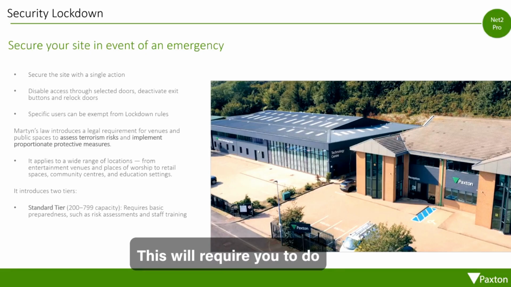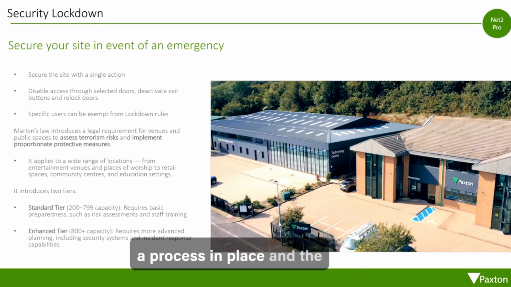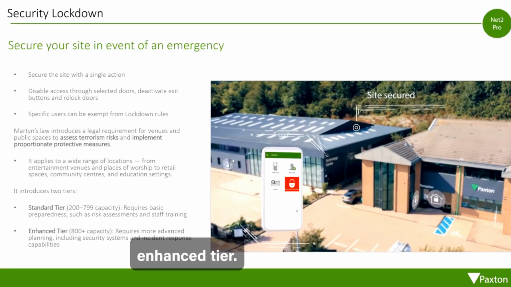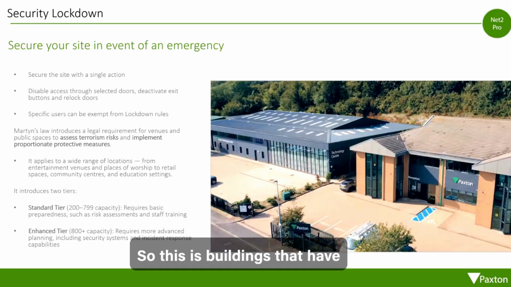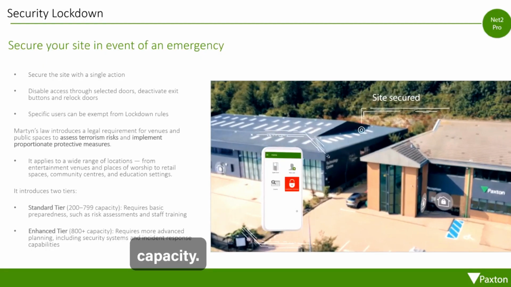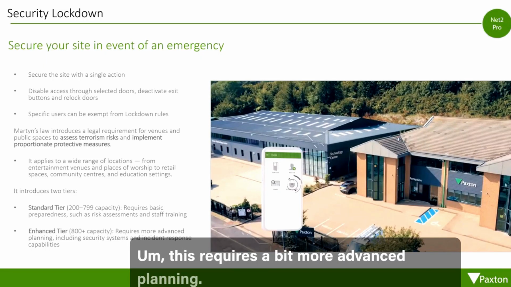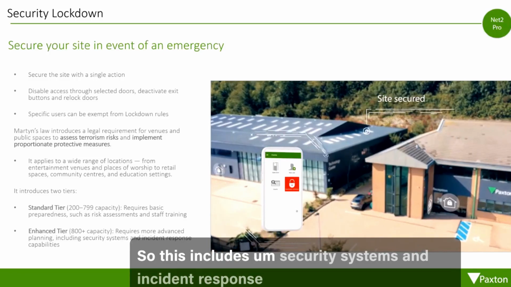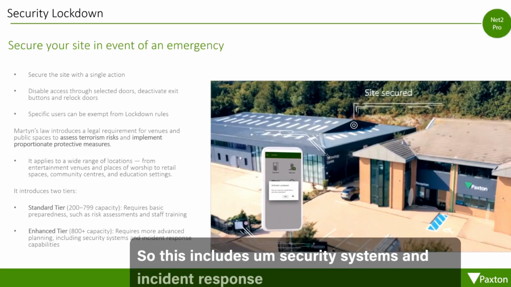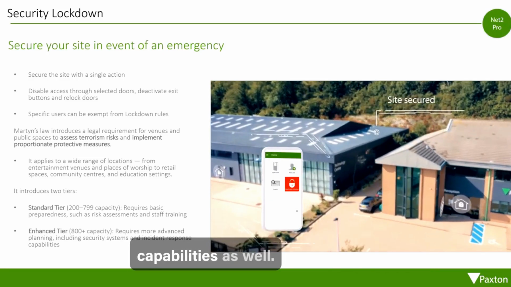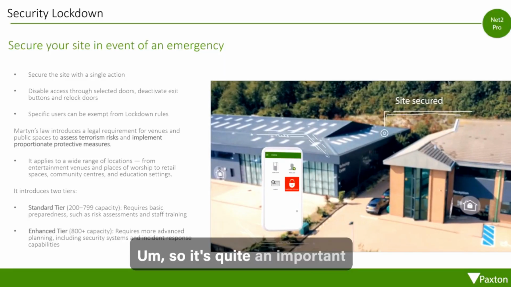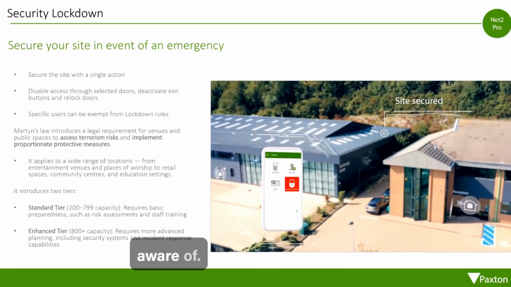This will require you to do some basic preparedness, such as risk assessments and staff training, to show that you thought about what might happen in the event of an emergency and that you've got a process in place. And the enhanced tier, so this is buildings that have an 800 plus capacity. This requires a bit more advanced planning. So this includes security systems and incident response capabilities as well. So it's quite an important piece of legislation to be aware of.